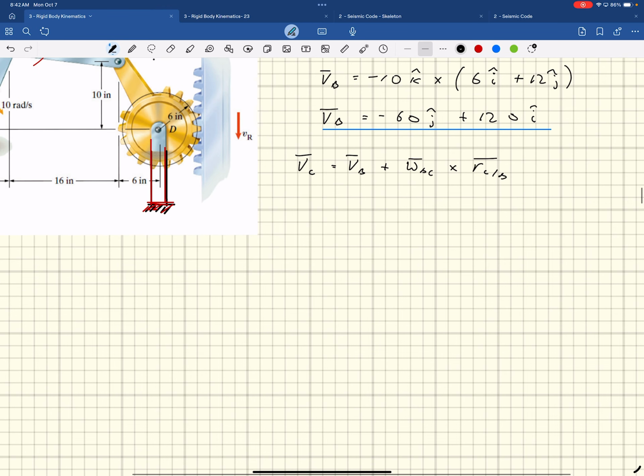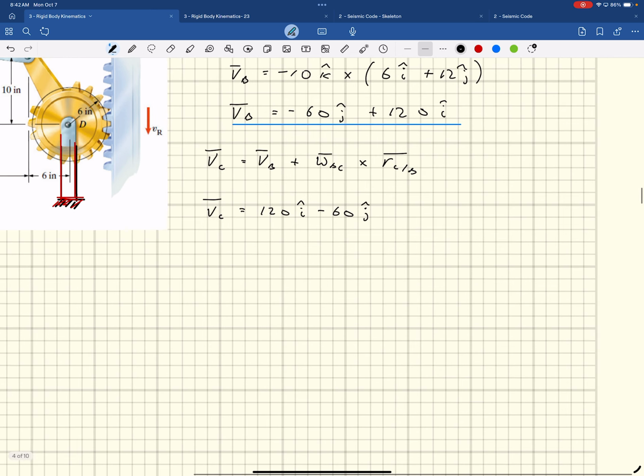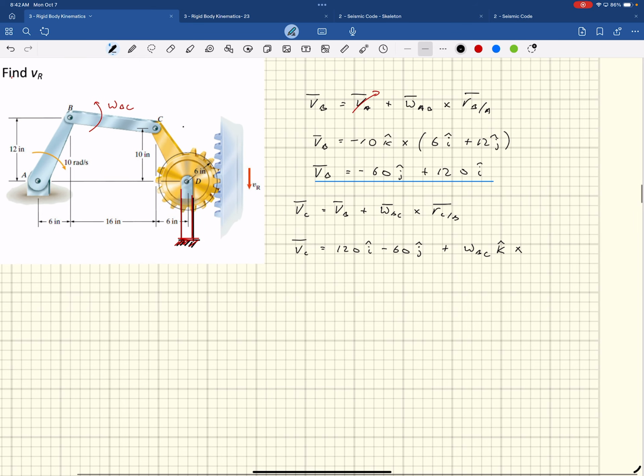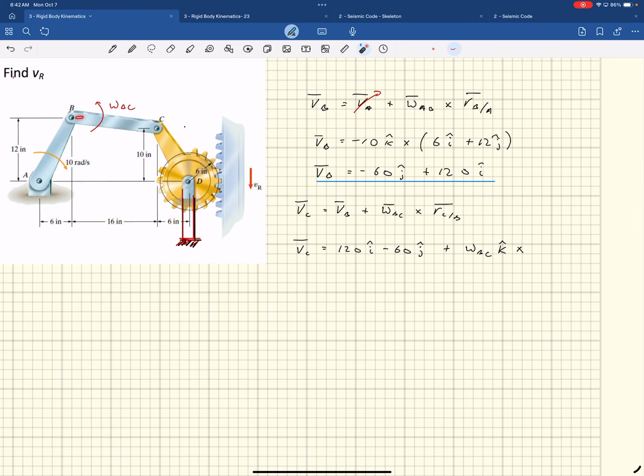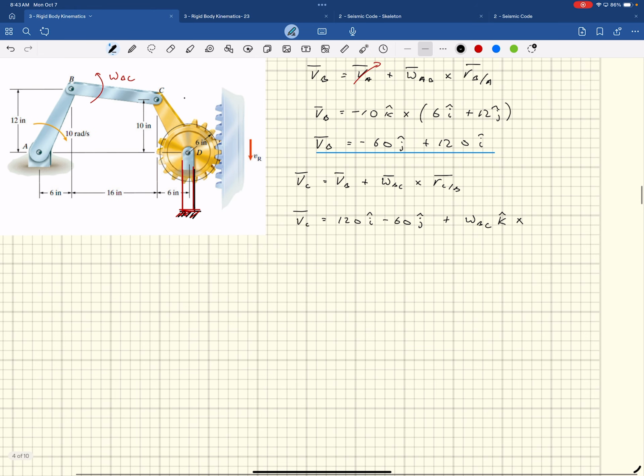This is going to be, substitute in, VC is equal to 120 in the I minus 60 in the J. That's VB. Plus omega BC in the K crossed with RC as seen from B. I'm going this way and I'm going this way. So I'm going over 16 and down 2. Crossed with 16 in the I minus 2 in the J.